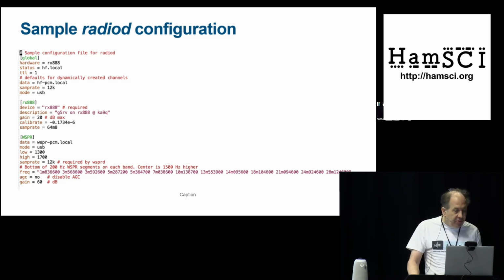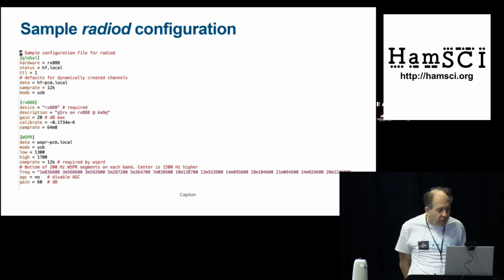The next 3 items are defaults for any dynamically created channels if you don't specify what these parameters should be, where the data channel should go. The sample rate, 12 kilohertz, is standard for WhisperD, and I think a bunch of other JT-type demodulators. The next section defines the hardware parameters for the front end itself.